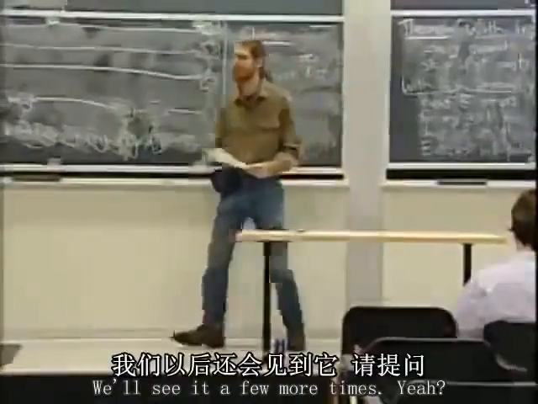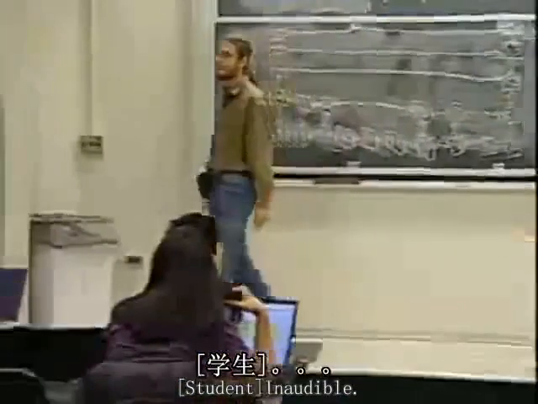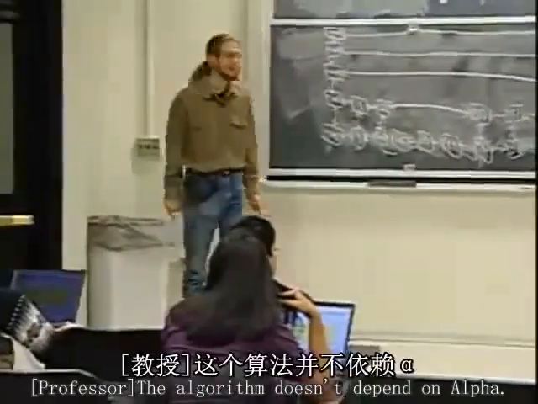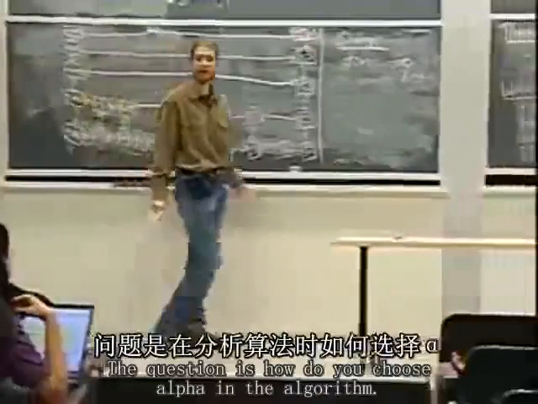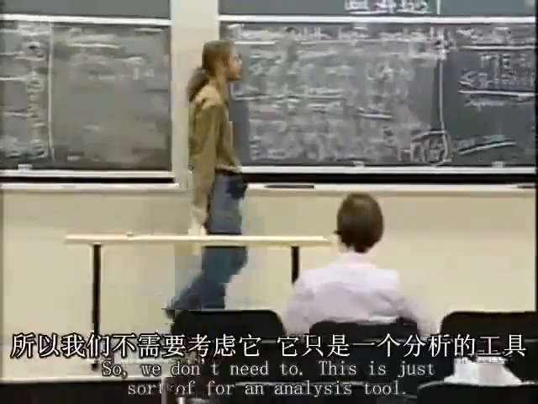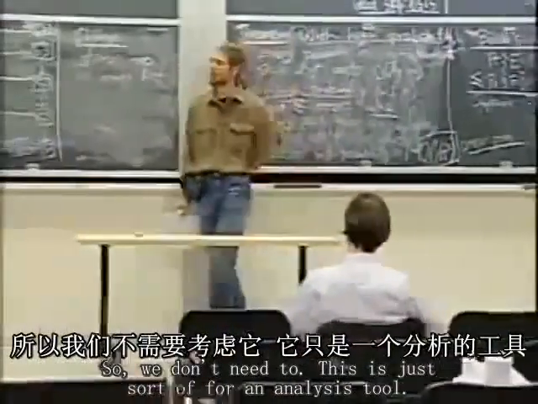We'll see it a few more times. Yeah? When you implement the algorithm, how do you choose alpha? Like, how do you adjust the constant? The algorithm doesn't depend on alpha. The question was, how do you choose alpha in the algorithm? We don't need to. This is just sort of an analysis tool.